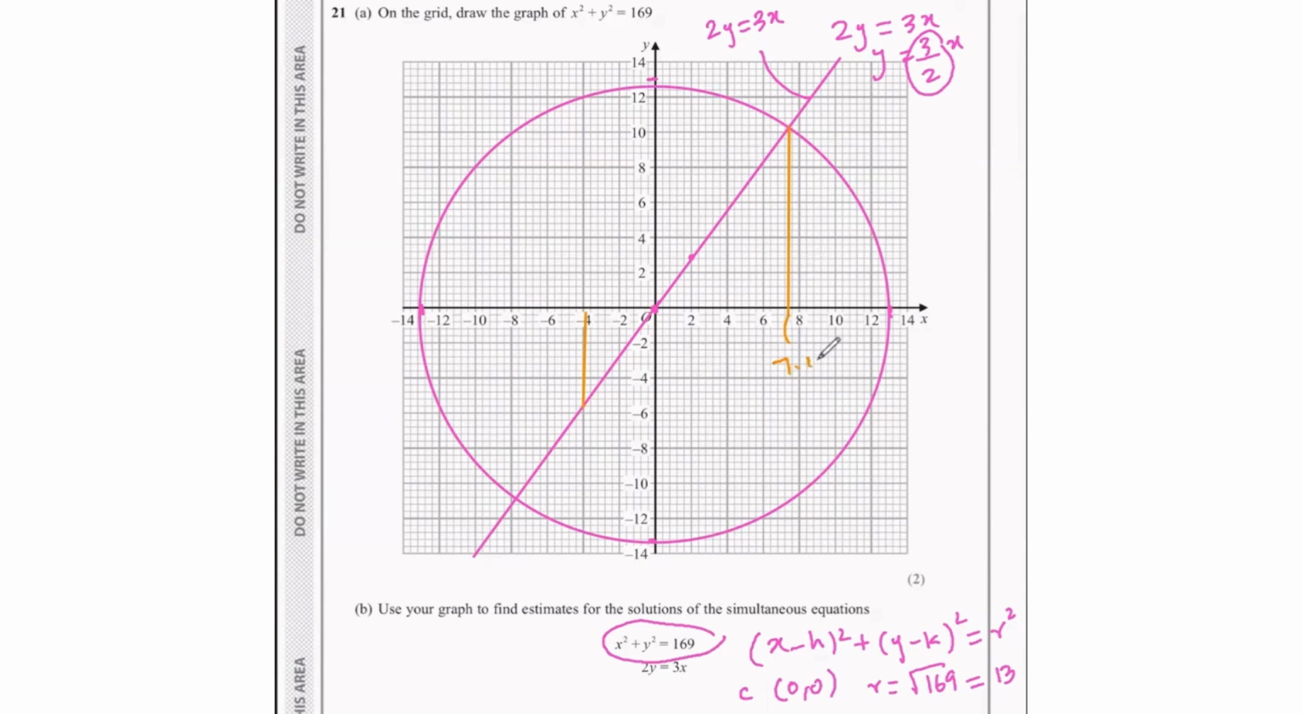7.4 or something. Once again, it's an estimate, and since my graph is really tiny, I can't see that well. And the other value will be over.